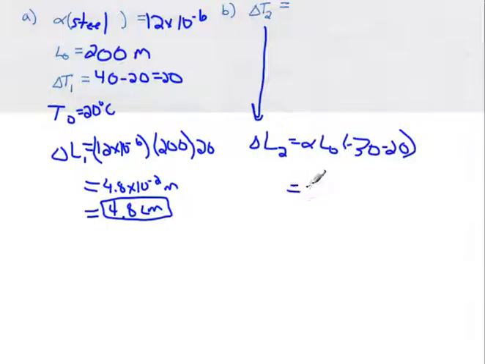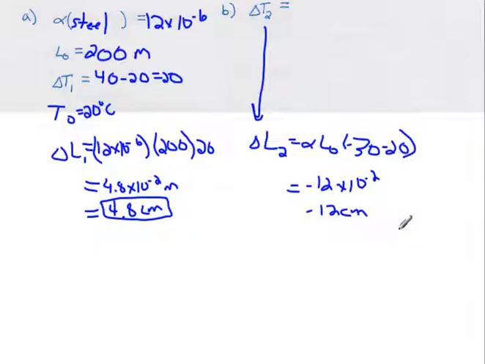Save yourself some work. So I get negative 12 times 10 to the negative 2. That's negative 12 centimeters. That means it's contracting by 12 centimeters when it's that cold. That's quite a bit. I mean, that's almost a foot? I don't know, half a foot, something like that. That's a lot, so they've got to be careful.